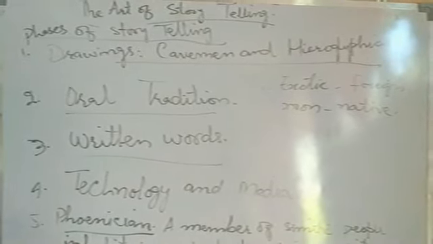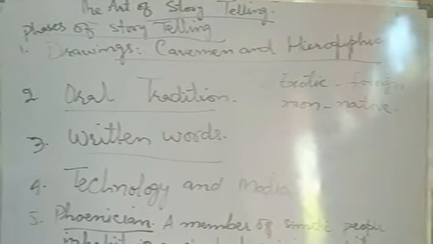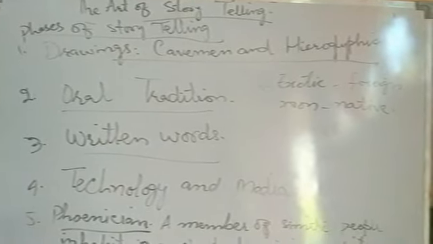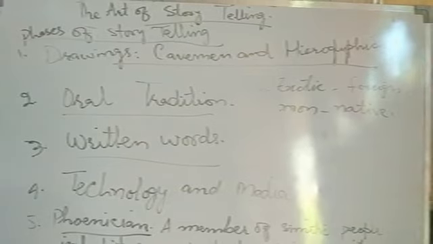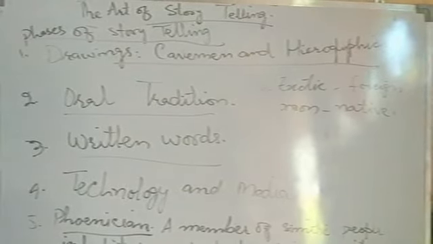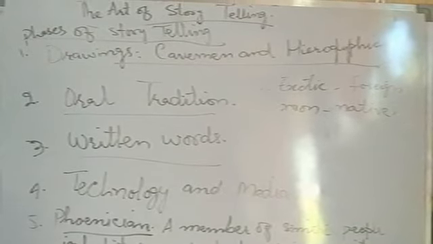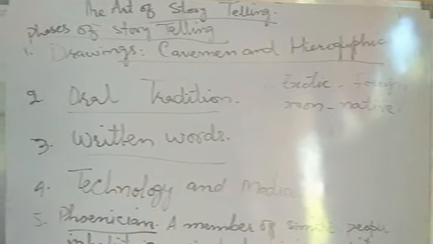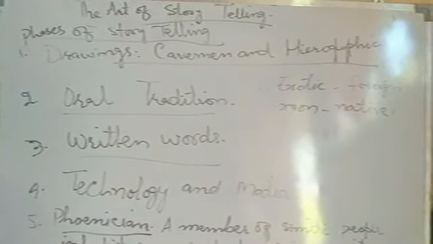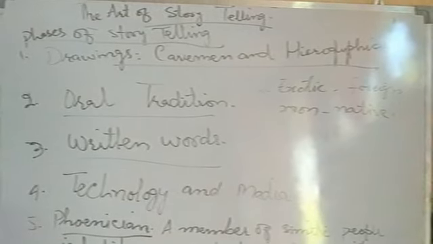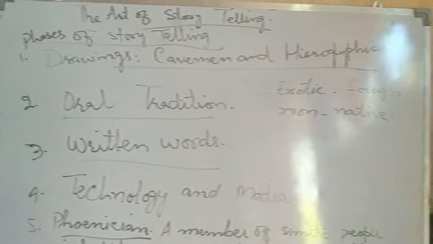What does exotic mean? Foreign or non-native stories, or foreign or non-native countries and places. In this way, people became aware of new places, the stories of new places, and the culture and tradition of the new places they visited and the people they met.